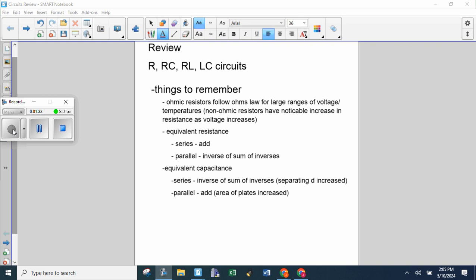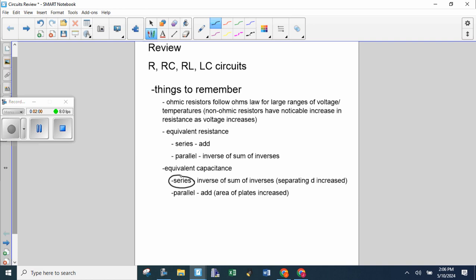Equivalent resistance, equivalent capacitance. It's similar mathematically, but when you put two resistors in series, you add them because it makes a larger resistor, right? If I want to shove current down the same pathway and there's multiple resistors in series, then they just keep using up energy, and that means there's more resistance. But for capacitors, when you have them in series, you actually get a worse capacitor.